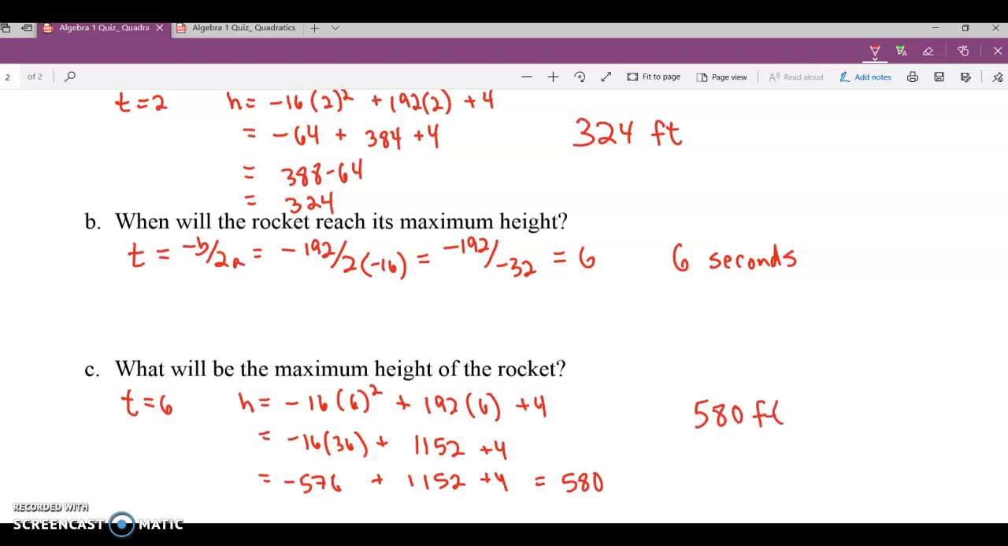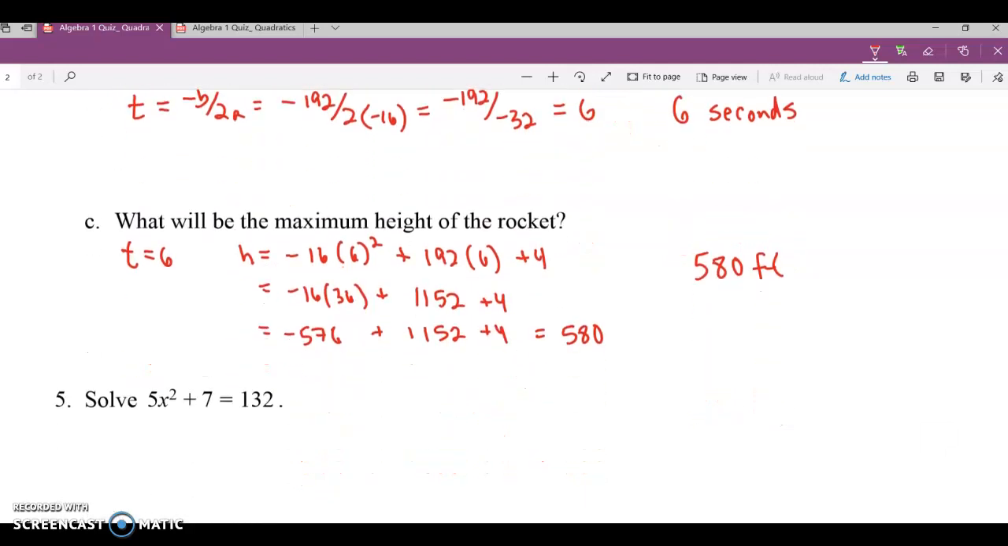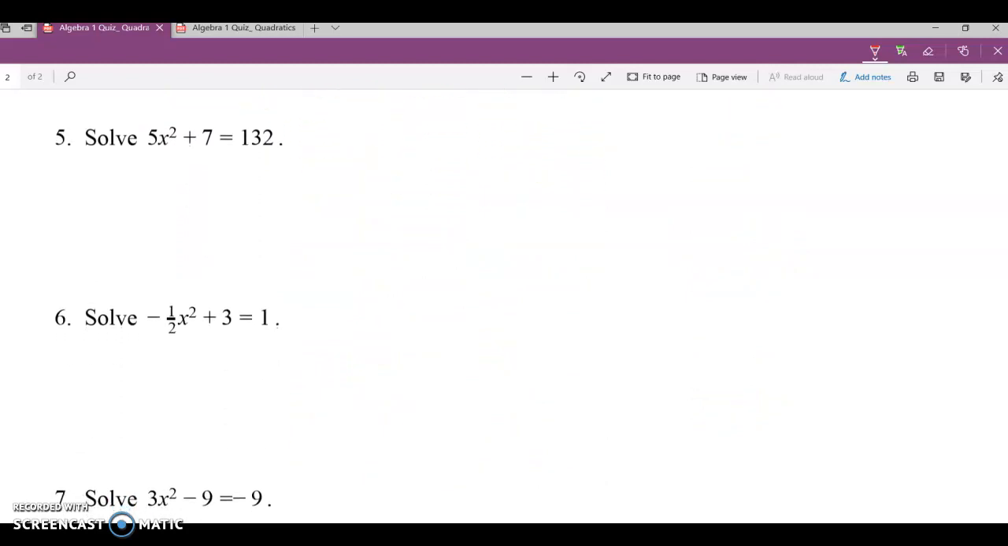So I found the height at just some random given time. I found out when it's going to reach its max, and I plugged that in to figure out what that maximum height will be. That's typical of all of these quadratic min-max problems. Next, I have some equations that I have to solve.